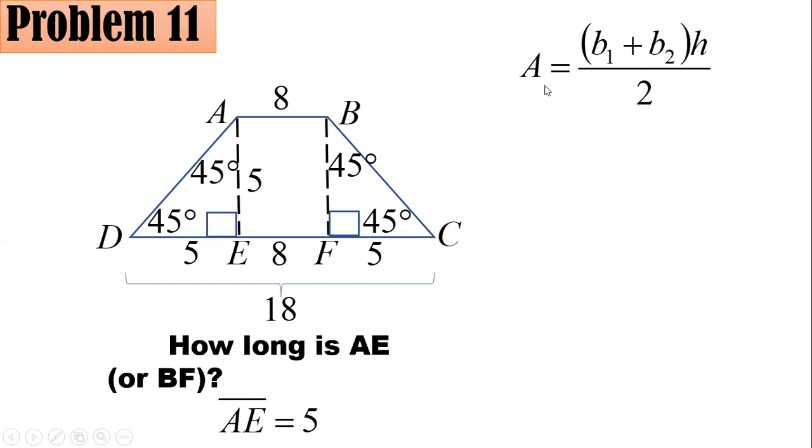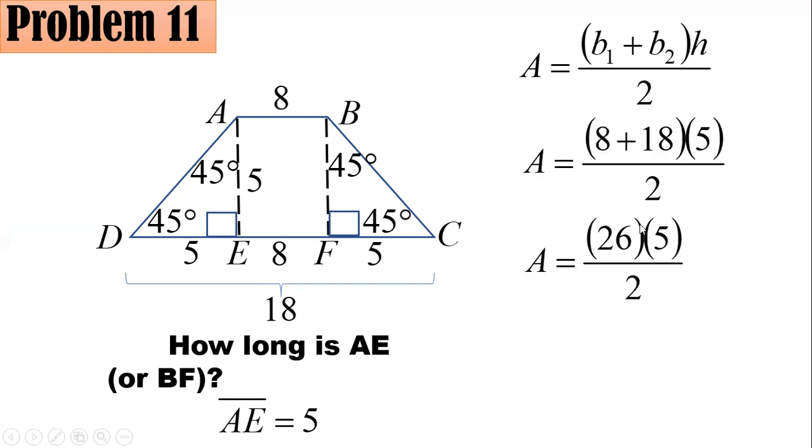Hence, we know that the area of a trapezoid is the sum of the two bases, base 1 plus base 2, times height, divided by 2. Base 1 is 8, base 2 here is 18. The height is 5. And thus, that's 8 plus 18 times 5 all over 2. That's 26 times 5 all over 2, or simply 26 divided by 2, that's 13. And 13 times 5 gives us 65. Thus, the area of this trapezoid is 65 square units.